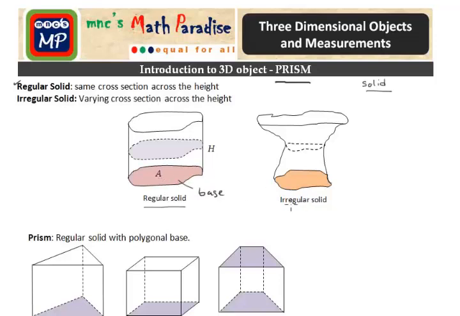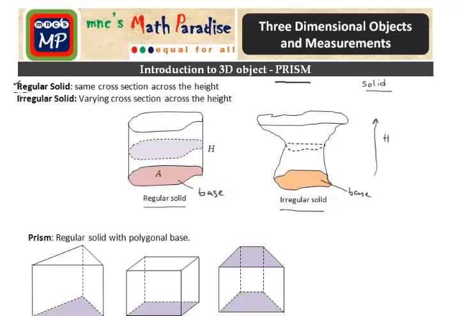But for example, here in this solid, this is an irregular solid. That means for an irregular solid, this is the base, and across its height, the cross-section, that is the horizontal plane, varies. So for example, here the solid shrinks a little bit, and then at the end it enlarges or expands a little bit. So this is an irregular solid. An irregular solid has varying cross-sections across its height.